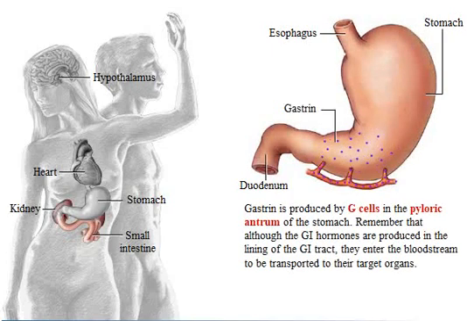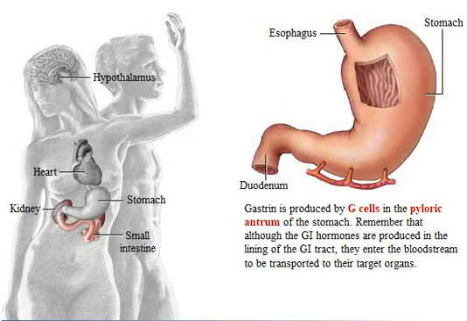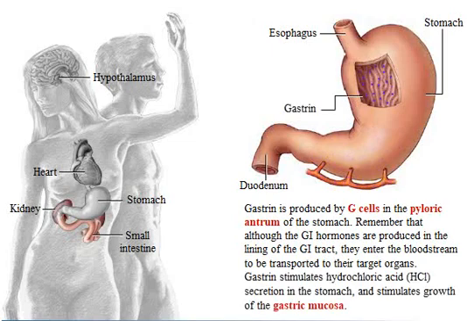Gastrin is produced by G cells in the pyloric antrum of the stomach. Remember that although the GI hormones are produced in the lining of the GI tract, they enter the bloodstream to be transported to their target organs. Gastrin stimulates hydrochloric acid secretion in the stomach and stimulates growth of the gastric mucosa.